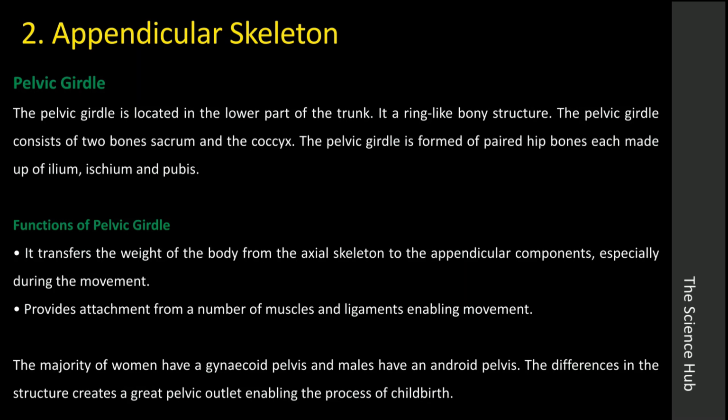Now, what are the functions of pelvic girdle? It transfers the weight of the body from axial skeleton to the appendicular components, especially during movement, provides attachment for a number of muscles and ligaments, enabling the movement. The majority of women have gynecoid pelvis and the males have android pelvis. The differences in the structure create the greater pelvic outlet, enabling the process of childbirth.